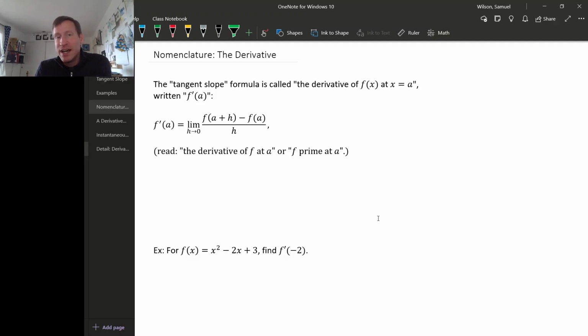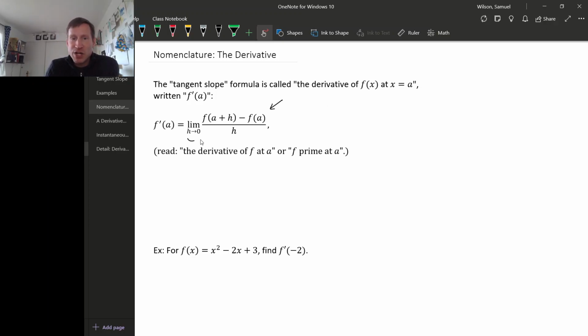As we'll see, it turns out that this formula for a tangent slope is useful in lots of contexts other than just finding the slope of a tangent line. So we're going to give this expression a name that sort of divorces it from its origin as just the slope of a tangent line. And what we're going to call it is a derivative.